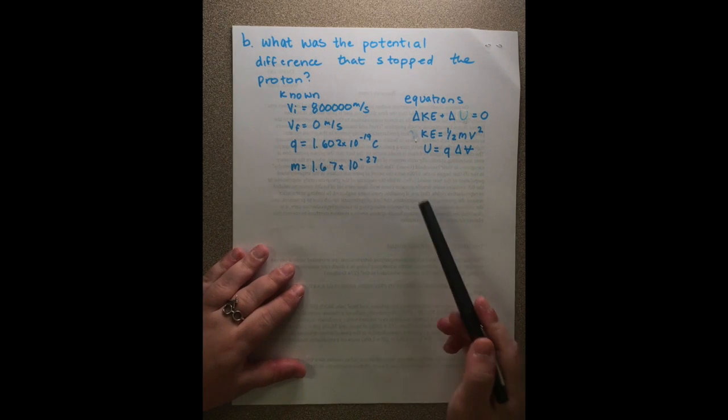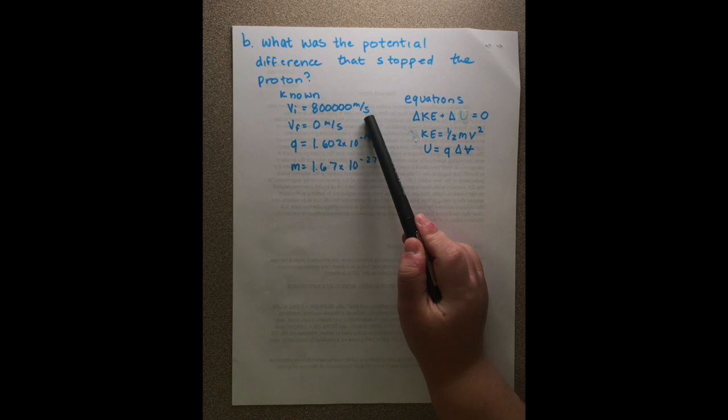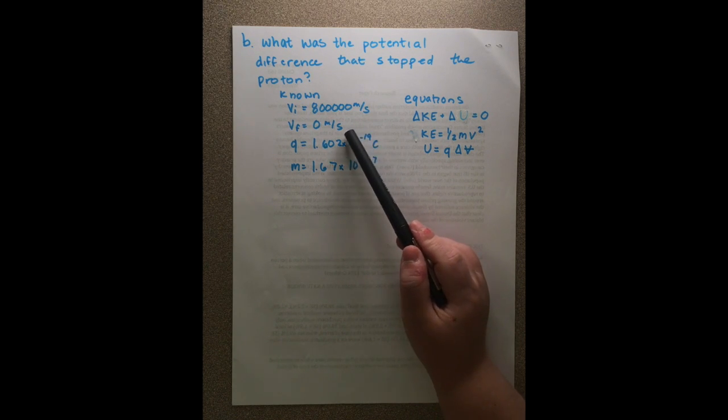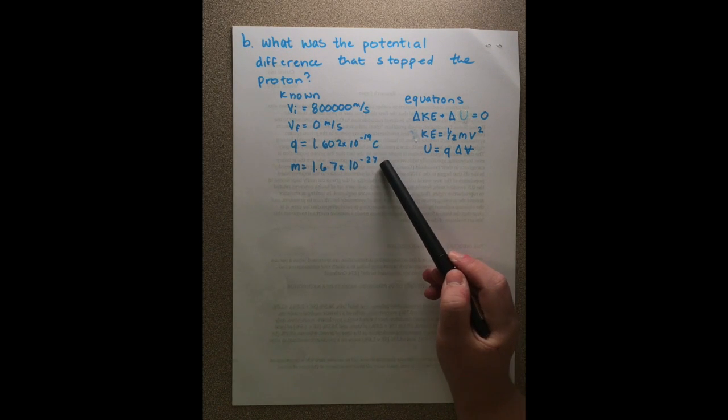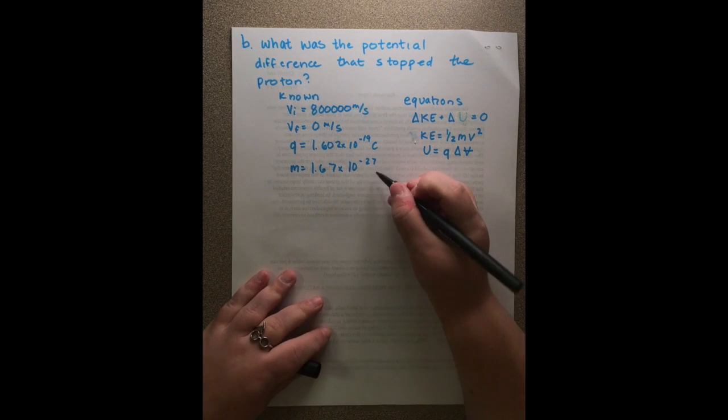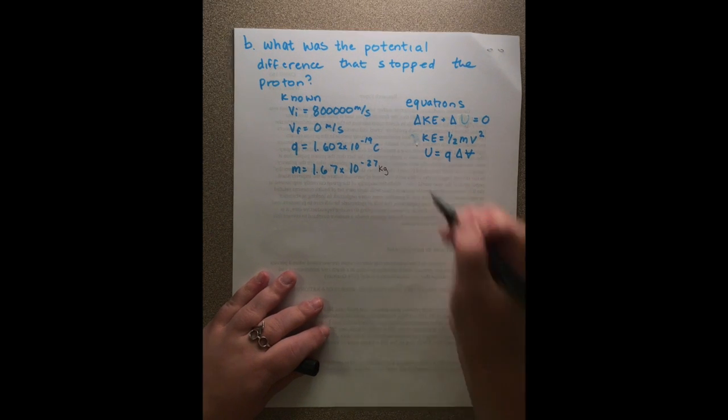So from the problem, we know that the proton started out with a velocity of 800,000 meters per second, and that it ends at rest, which is 0 meters per second. The charge and mass of a proton are constants, and we know those too. This should say kilograms.